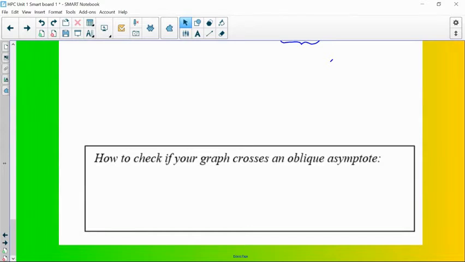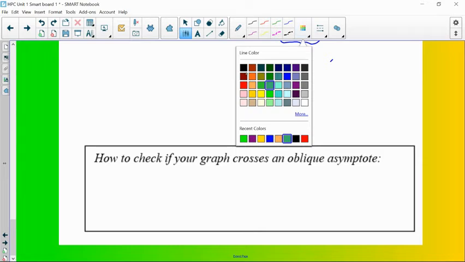And remember, we said to check a horizontal asymptote by setting the equation equal to that constant, whatever that asymptote was. For an oblique asymptote, you don't have to do the whole equation. Here's the really nice part. All you have to do is set the remainder of that long division equal to 0.